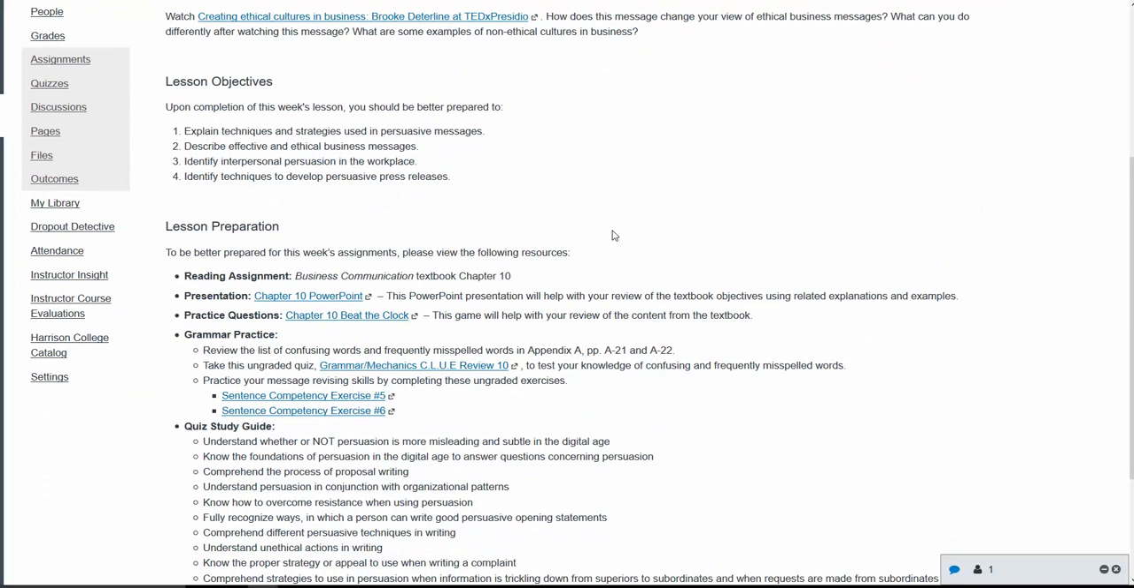The lesson objectives this week are to explain techniques and strategies used in persuasive messages, describe effective and ethical business messages, identify interpersonal persuasion in the workplace, and identify techniques to develop persuasive press releases.